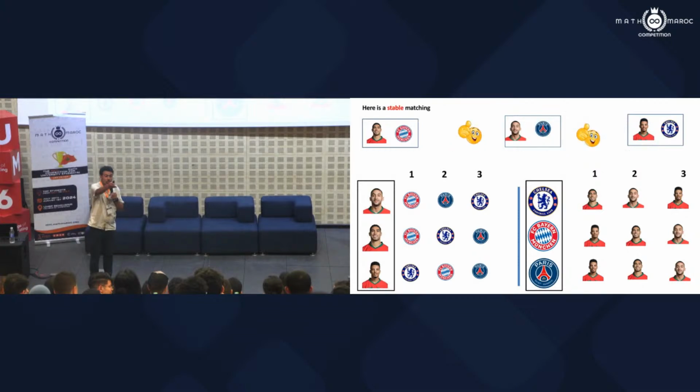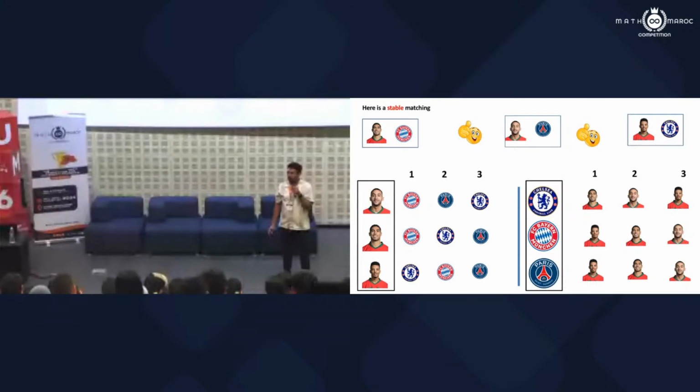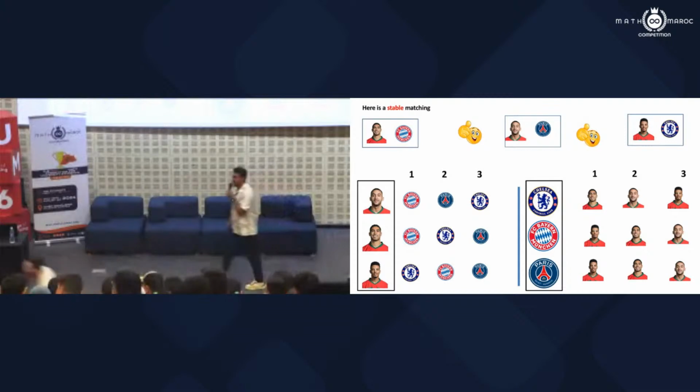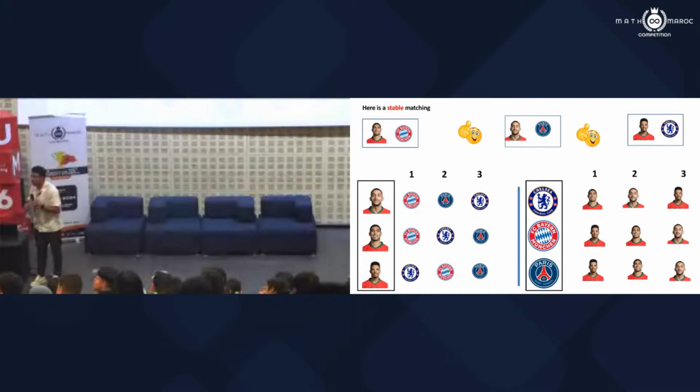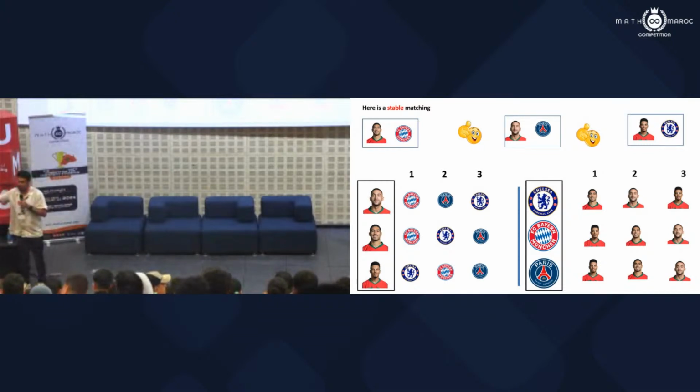The question: can we always find a stable matching? What do you think? Can we always find a stable matching? Yes or no? Yes. So, I think it's not in this example. I'm saying in general. Here I gave you already. Yes, you are saying it's possible.